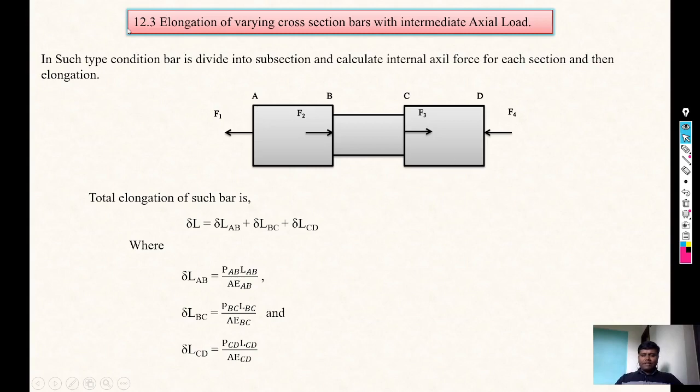That is, this is actually the third type of numerical, elongation of varying cross-section bars with intermediate axial force.